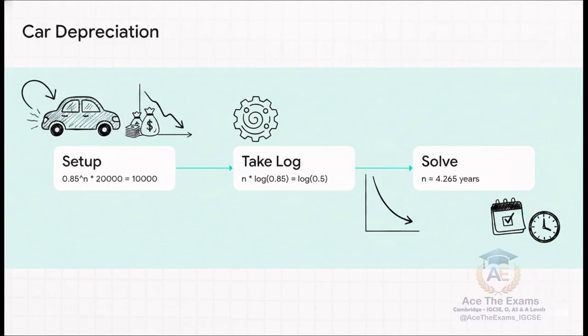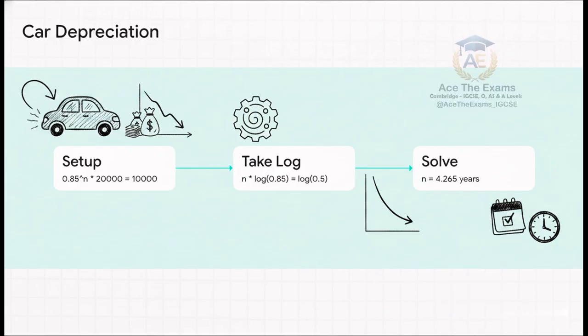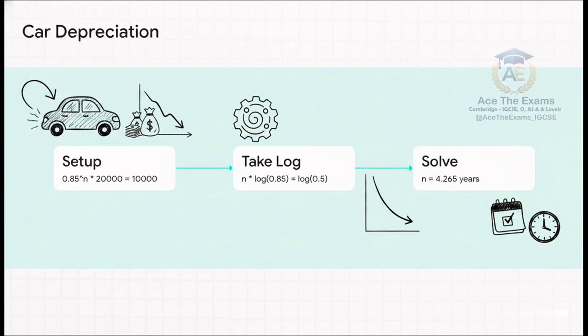So we set up our equation. Since it keeps 85% of its value, we multiply 20,000 by 0.85 to the power of n years and set that equal to 10,000. Now, how on earth do we solve for that floating n? We use our decoder ring by taking the logarithm of both sides. That awesome power rule allows us to pull the n right down into a basic multiplication problem. You just divide the log of 0.5 by the log of 0.85 and boom, n equals 4.265 years. So in roughly 4.25 years, your brand new car's value has completely halved.